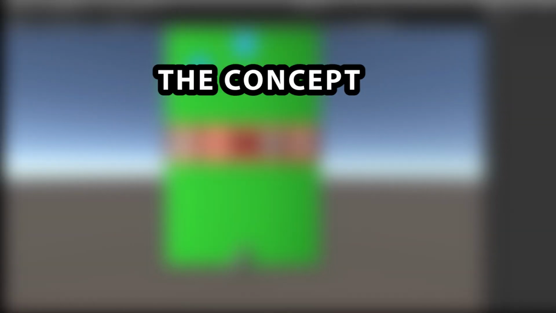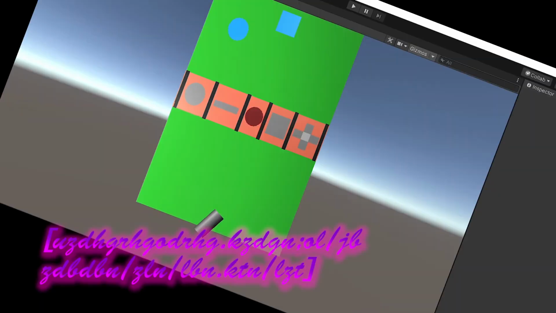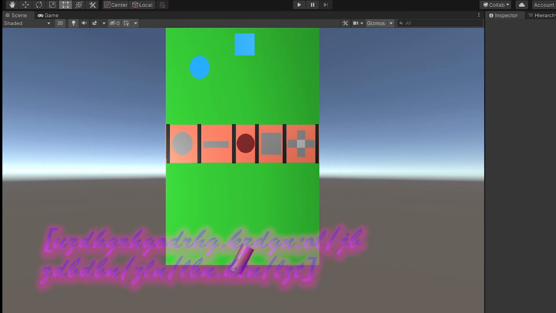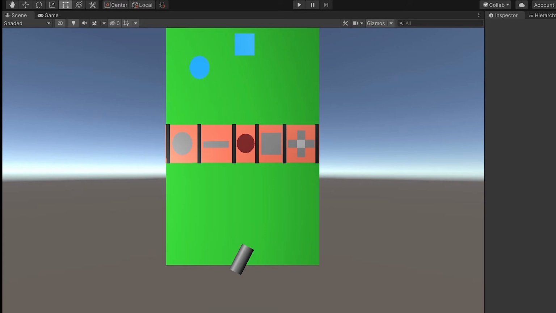So, here it is, the moment you guys have been waiting for: the concept discussion. Don't leave yet, alright? I know this looks ugly, this looks bad, but trust me, this is just a prototype of the game.